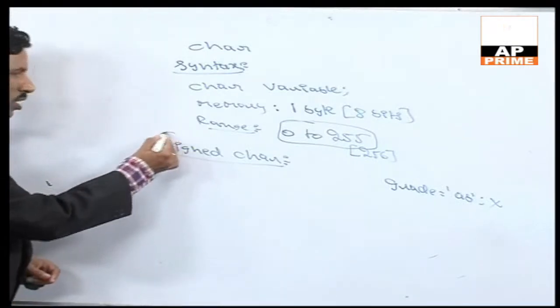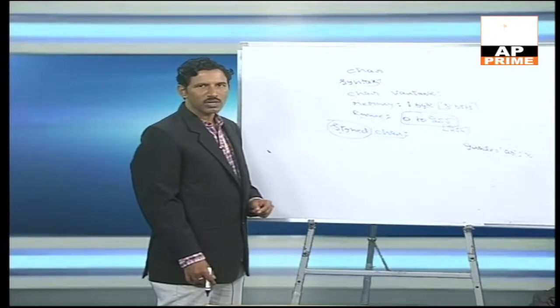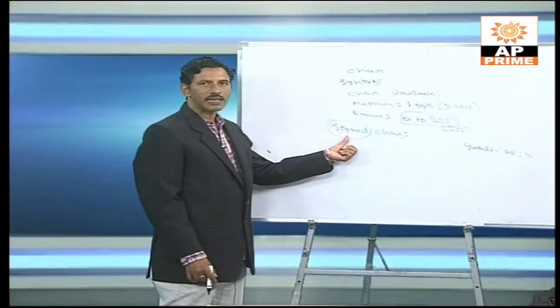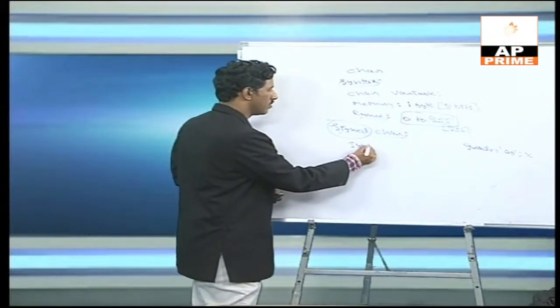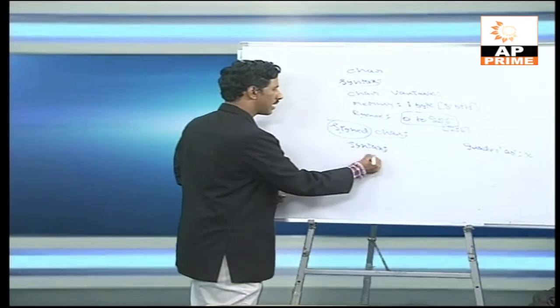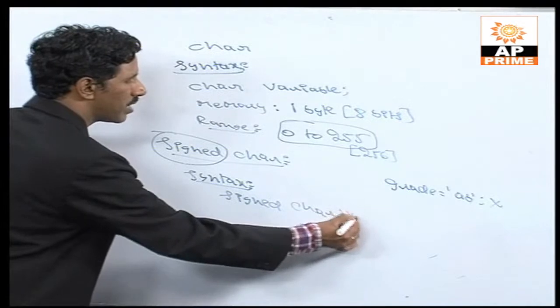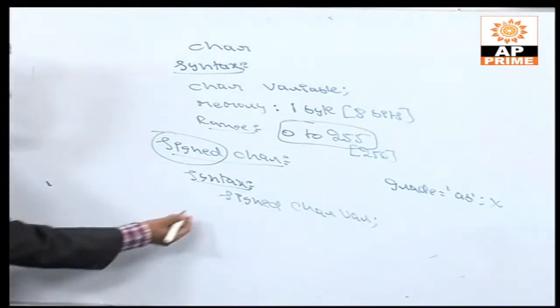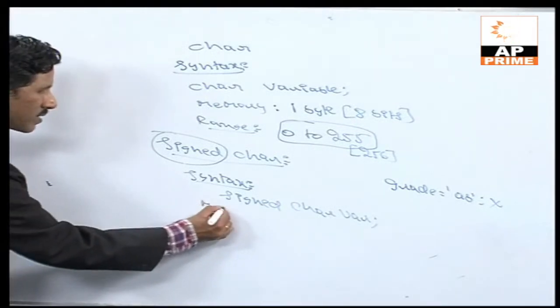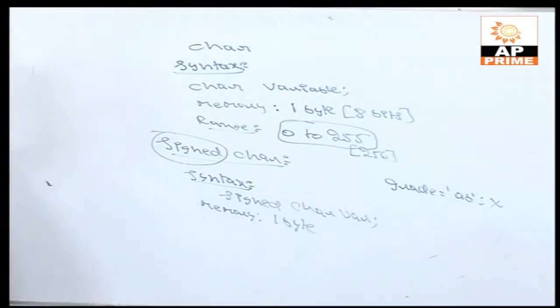What is the indication of signed? Positive and negative. If I want to store both positive and negative values, which one can be used? Signed char. Look at the syntax: signed char, then the variable. If I use signed char, what is the memory occupation? 1 byte, equal to 8 bits. Signed char is also 1 byte, 8 bits.